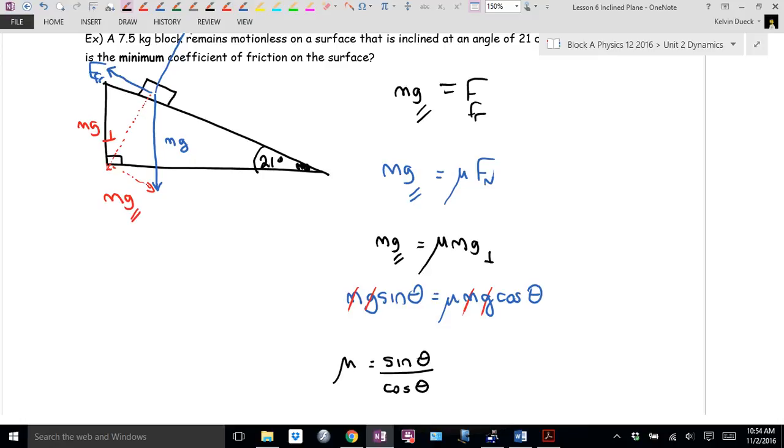Here, it turns out if you want to know what your minimum coefficient of friction is on a hill, if you're designing an engineering hill or something like that, it's the tangent of the angle. Hashtag nerd trivia, I guess. Here, I'll type in sine 21 over cos 21.